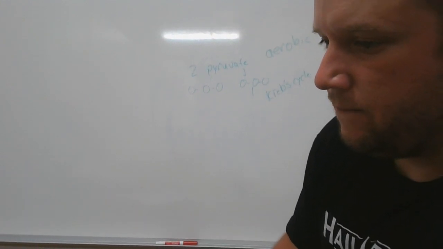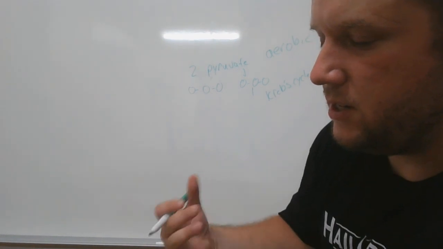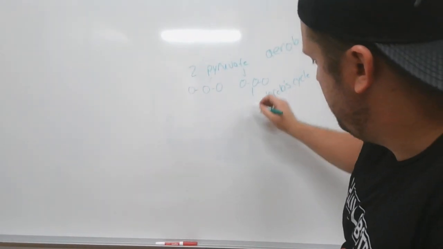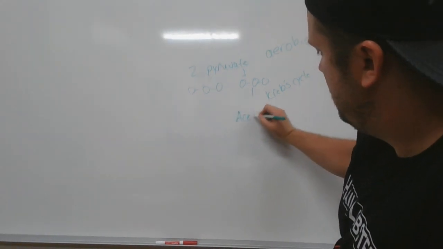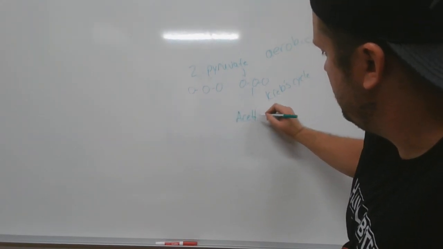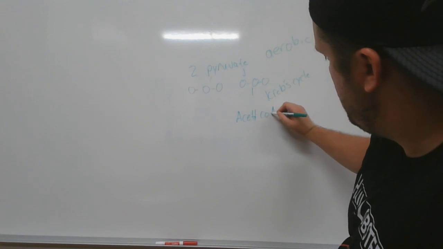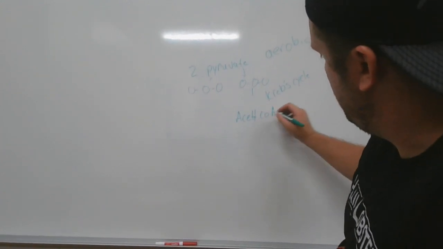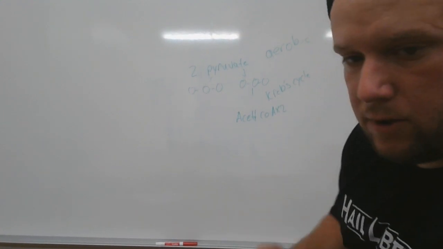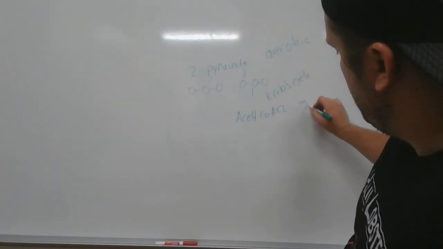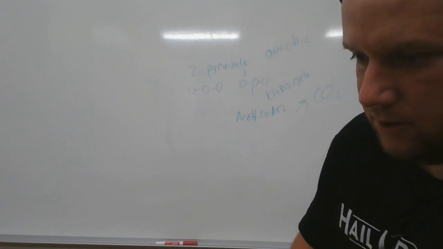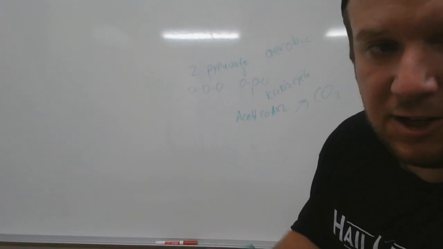It's the same thing. The first thing that needs to happen to pyruvate is that it needs to be turned into acetyl-CoA, and those are 2-carbon molecules. You'll get carbon dioxide as a byproduct of that reaction.